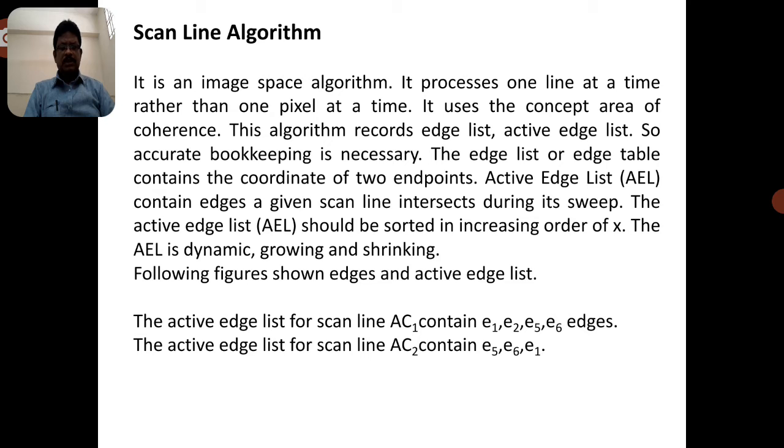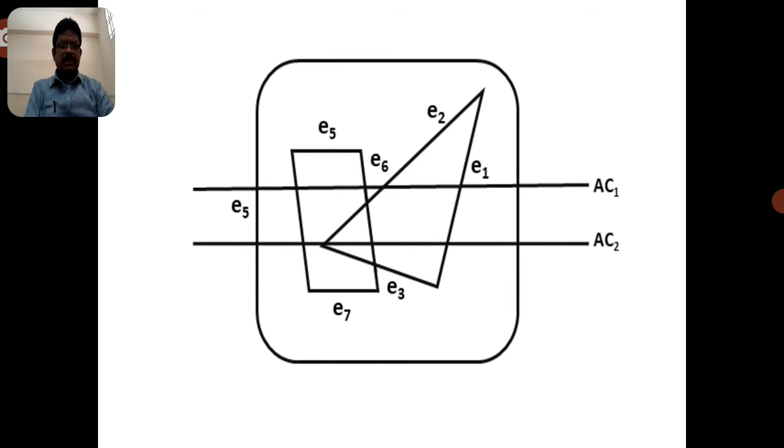Coming to the notations we have to observe in this scanline algorithm, these are the active edge list for scanline AC1 contains. Now you can observe this AC1 and AC2. These two are lines on the polygon. So the polygon surface is there, and we have to draw those two lines, AC1 and AC2. These two lines are taken from the set of edges, that is E1 and E6, and it touches E5 also.